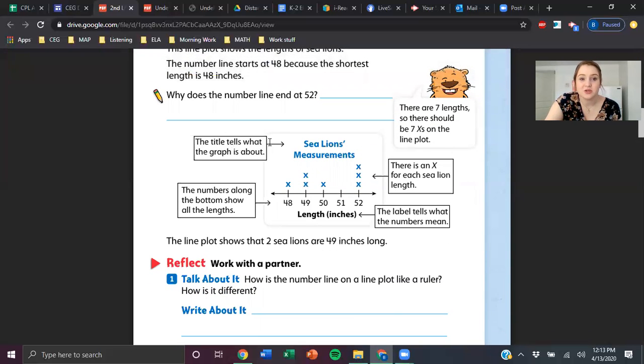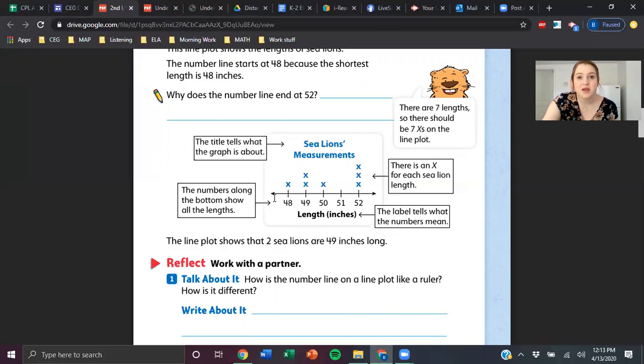The title tells you what the graph is about. So in this case, the title is Sea Lions Measurements. There's an X for each sea lion length. That's what we just talked about. The label at the bottom tells what the numbers mean. So the label here says length in inches. That means it's not 48 pounds, it's not 48 books, it's 48 inches in this line plot. The numbers along the bottom show all the lengths.